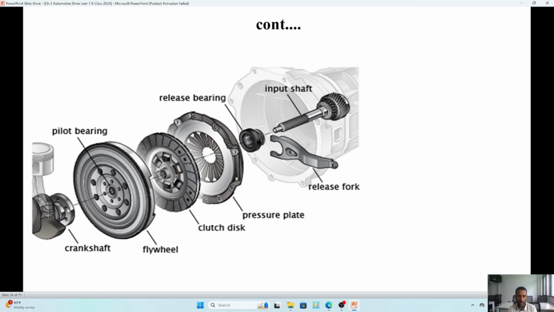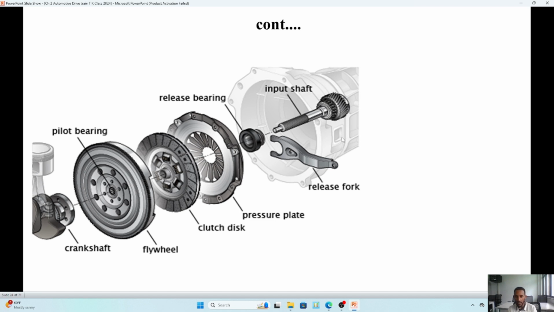So we need to check it during the inspection or overhauling time. We need to inspect because it will have too much friction, and if there is failure on the bushing or pilot bearing, we need to replace this one.